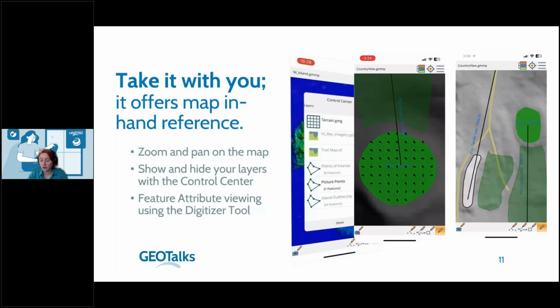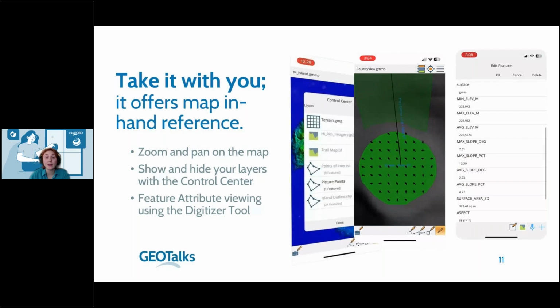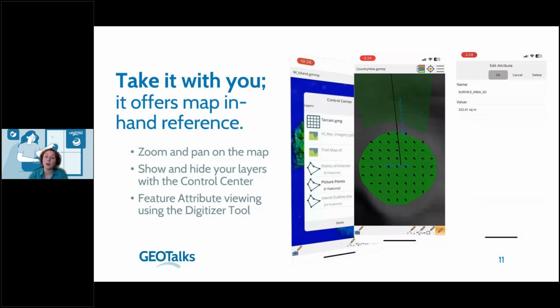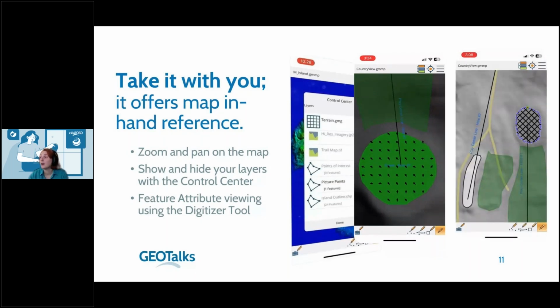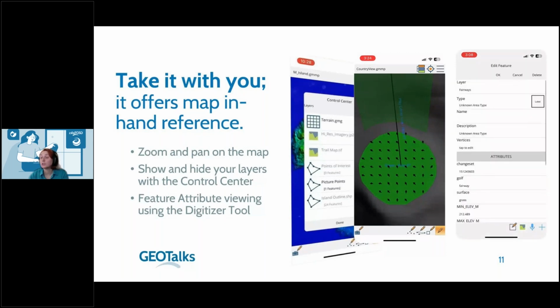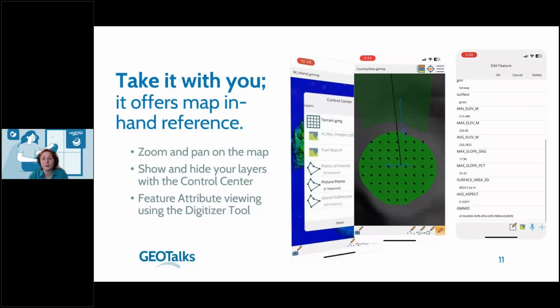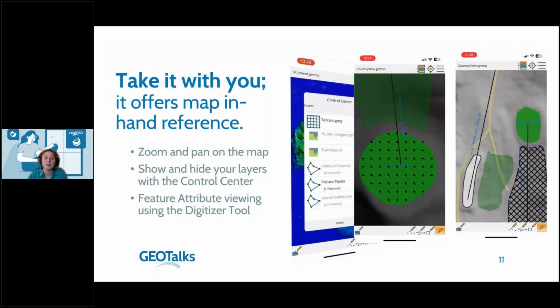And we can also tap on any of these vector features with the digitizer tool to select them, and then a second tap on that selected feature is going to open the attributes. This is where we'd go to edit any existing attributes that are attached to vector features, or just view the attributes to get more information about the feature that I'm looking at on this map.